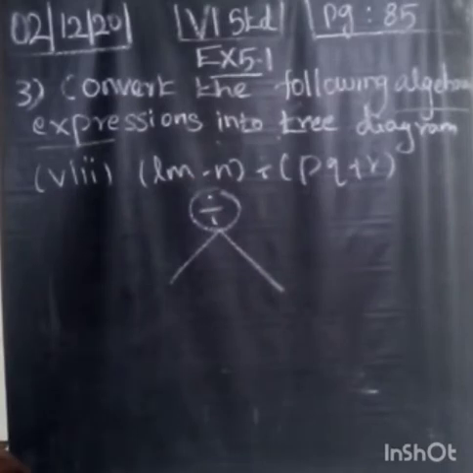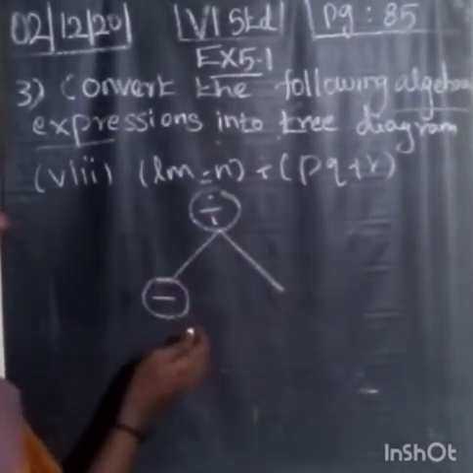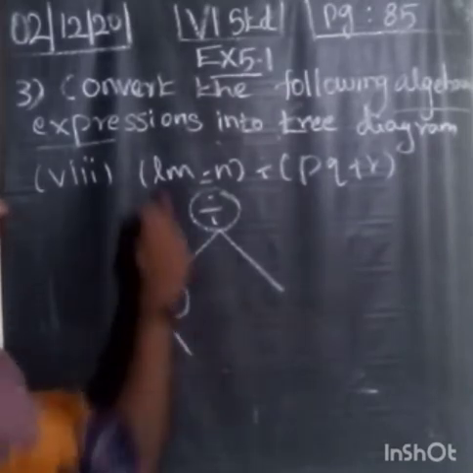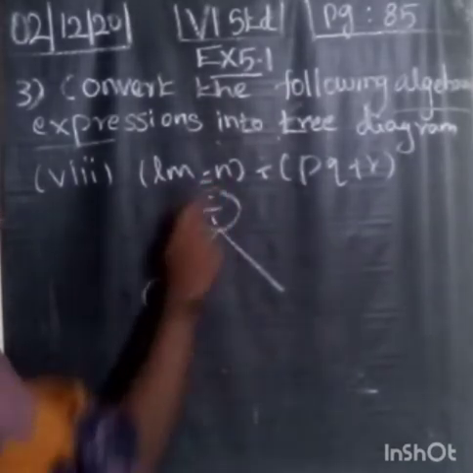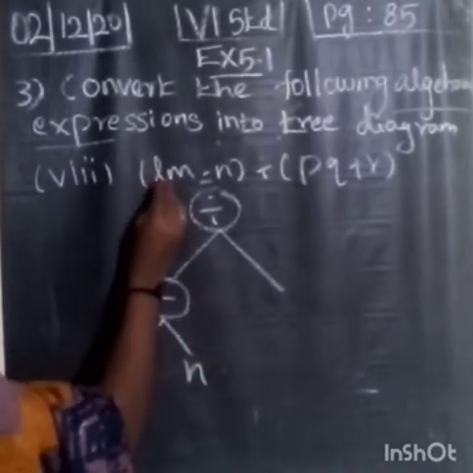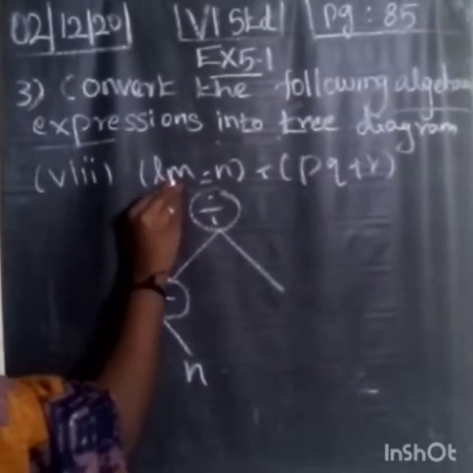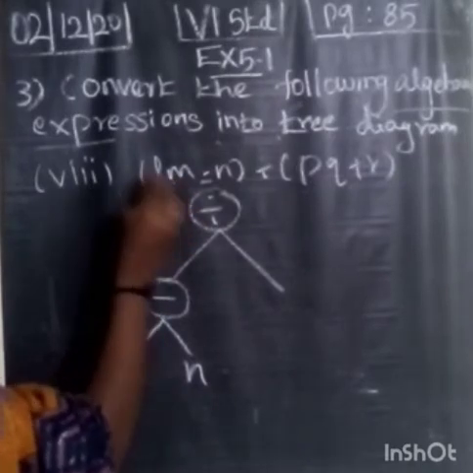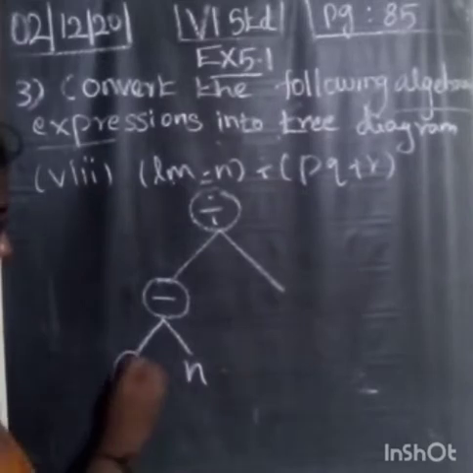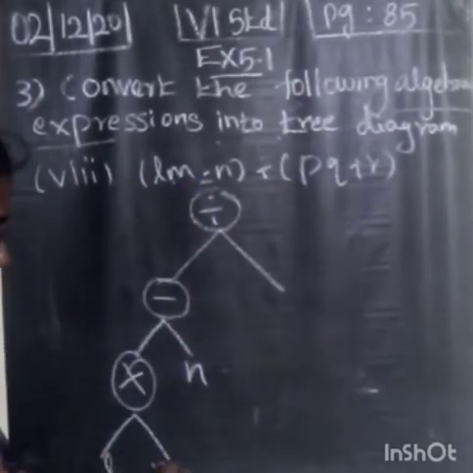Here the operation is minus, so l m minus n. For n there is no operation, so put n right here. But l m is l multiplied by m, so one more operation, multiplication, with the branches l and m.